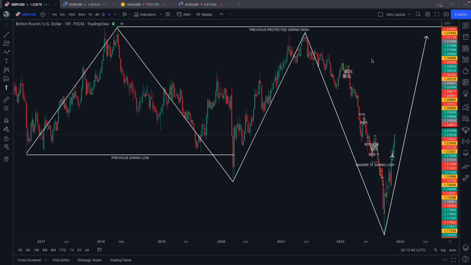What I'm going to do now is just run over my analysis, some of the pairs that I am looking at, and give you my rundowns and some potential areas that we can actually look to trade from.